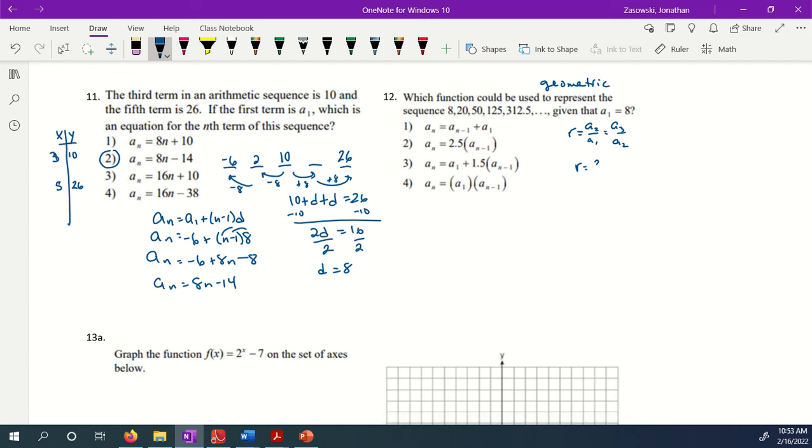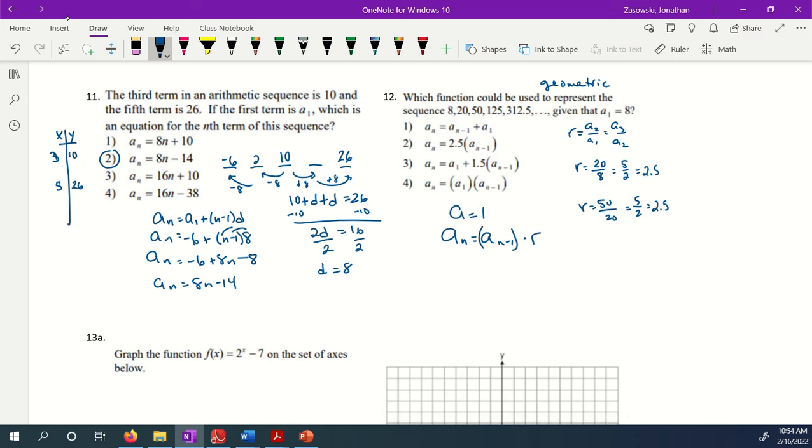So if we just do 20 over 8, because that's the term before it, okay? We can reduce this down. You can take a 4 out of both, and we're going to get 5 over 2, which is 2.5. If you do the same thing for 50 over 20, you can take a 10 out of both, which is 5 over 2, or 2.5. That's our R value. So the sequence should be, okay, it's the term before it, so A sub n minus 1 times R. That's the geometric formula.